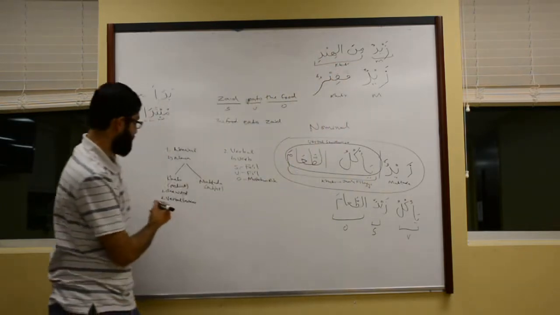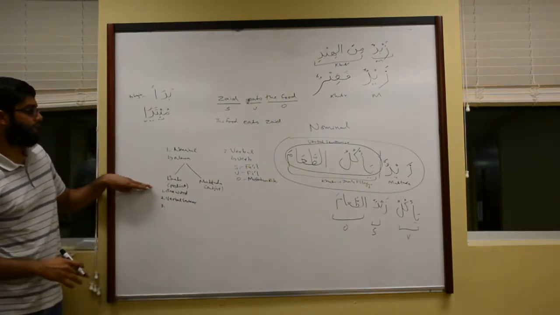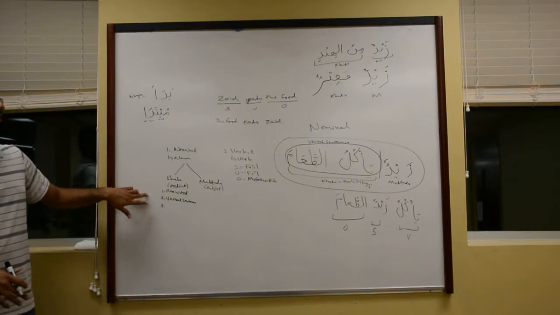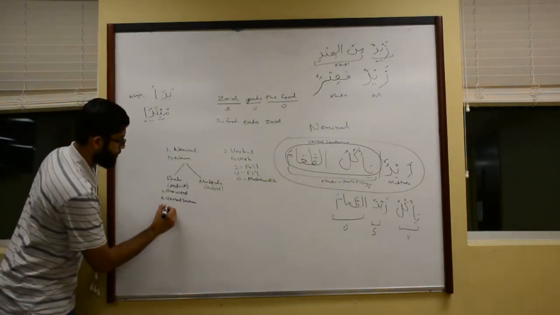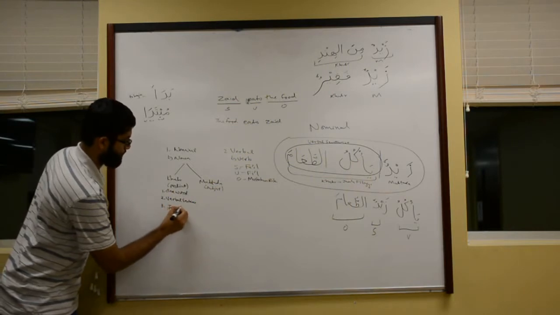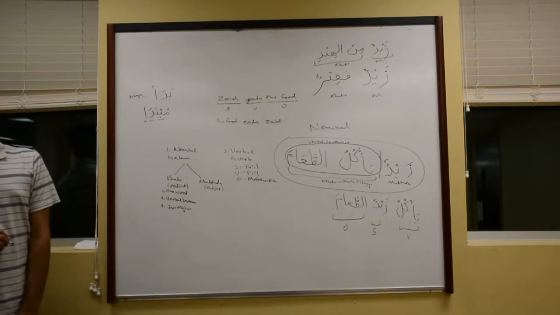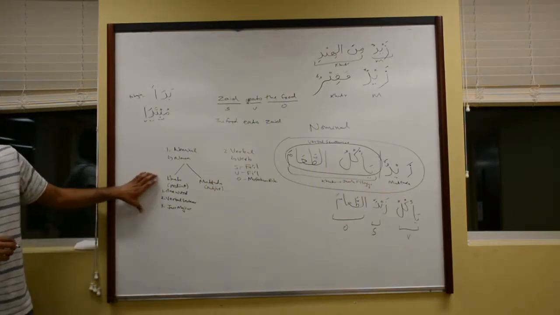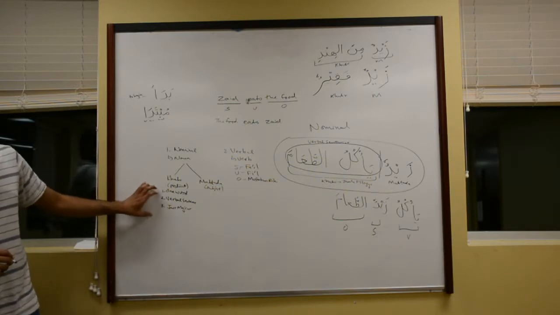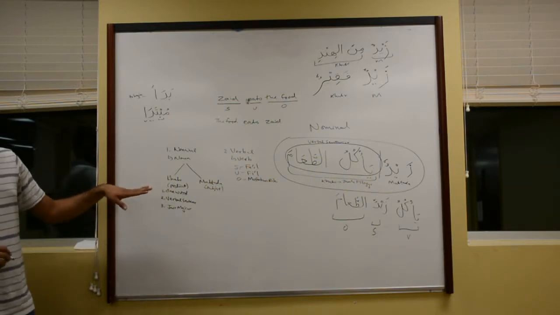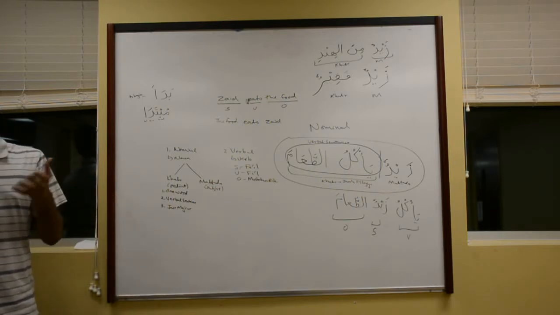Okay, so for now, know that the khabar can be one of three things. It can be one word, it can be a verbal sentence, or it can be a jar majroor. It can be more things, but for now, these are the ones we know. Shibul jumla means phrase.